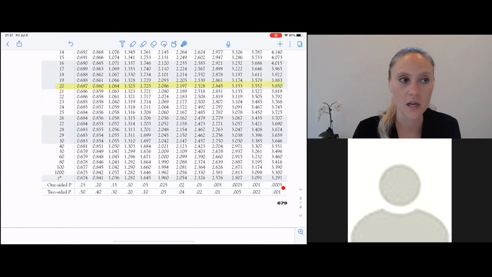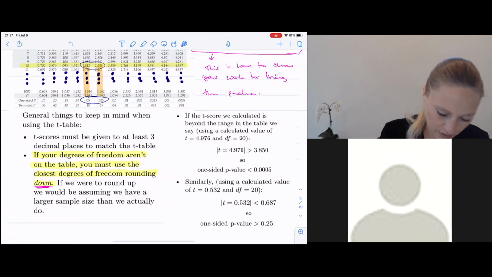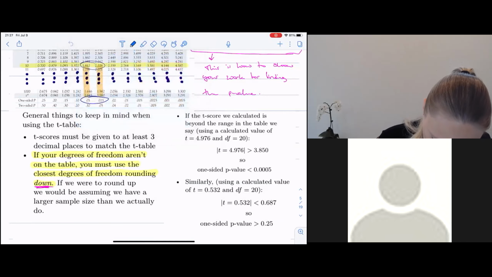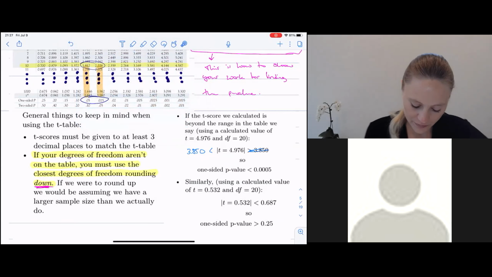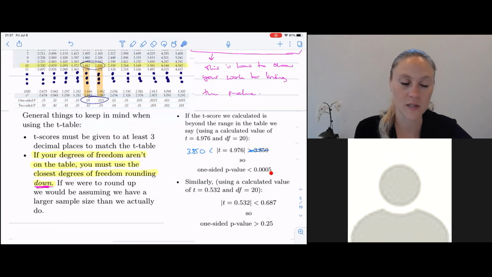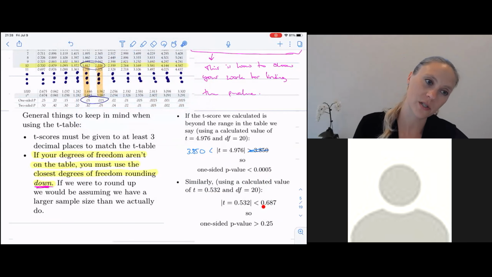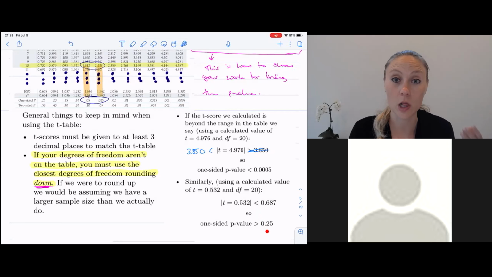Same thing on the other end of the spectrum. If you're close to 0 here, then your p-value is going to be larger than these 2. So I've got that illustrated here. Maybe what I should do is rearrange this so that I'm always writing it the same way. Now it follows through. So then the one-sided p-value is less than 0.0005 in that scenario. Or if you have a calculated value of 0.532 and 20 degrees of freedom, then that's going to be closer to 0 than 0.687. So the one-sided p-value is larger than 0.25.